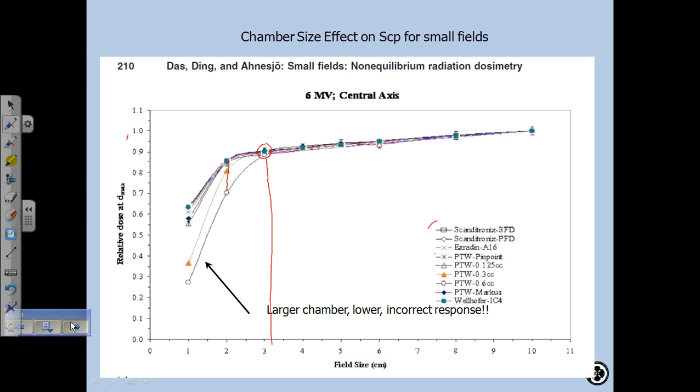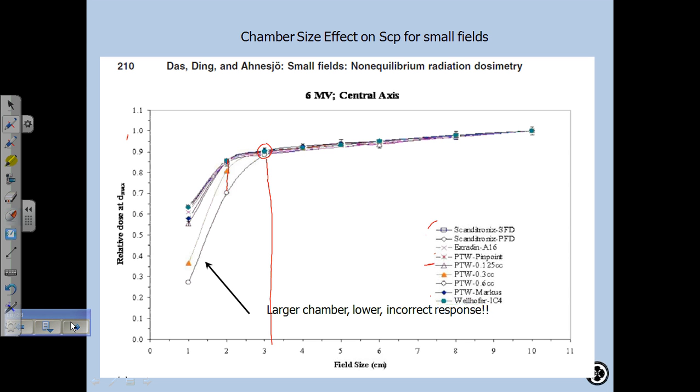A PTW pinpoint, that's probably comparable to the A16. This 0.125, that's a scanning chamber. Remember the chamber we use when we scan? That's what that is, 0.125 cc. 0.3 cc, we talked about 0.6. PTW Markus, that's the plane parallel chamber. It's pretty small too. And IC4, I'm not familiar with that chamber.